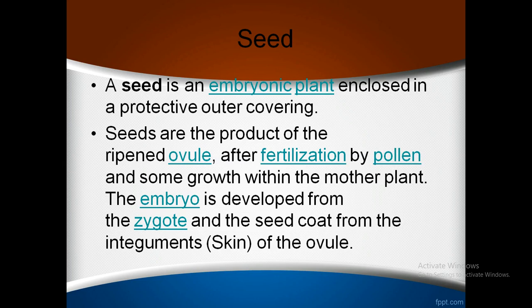Seed. A seed is an embryonic plant enclosed in a protective outer covering. Seeds are the product of the ripened ovule after fertilization by pollen and some growth within the mother plant. The mother plant means those plants in which fertilization occurs. The embryo is developed from the zygote and the seed coat from the integument. Integument means the skin of the ovule.